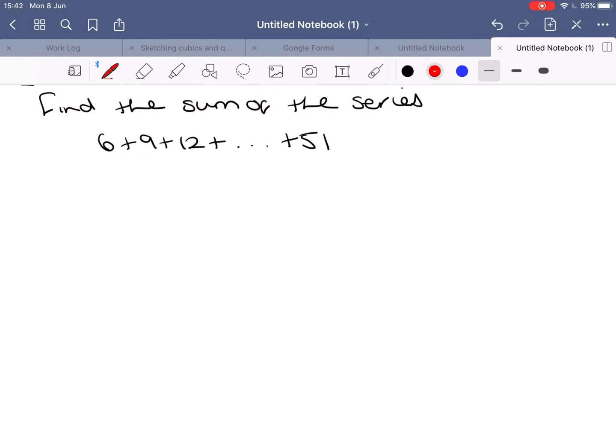Now then, look at this one though. It says find the sum of the series 6 plus 9 plus 12 all the way up to plus 51. So I know a is 6. In this case, I know that my last number is 51. I know the common difference is 3, but I don't know n.